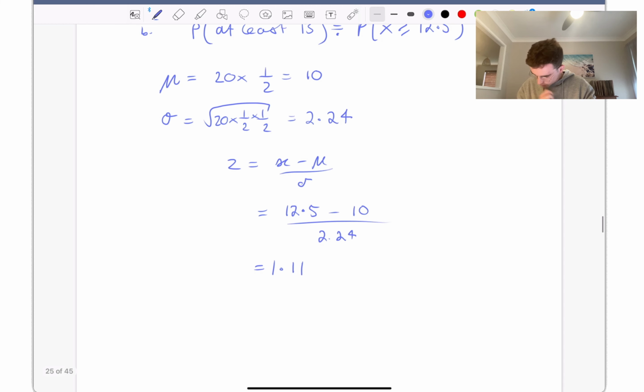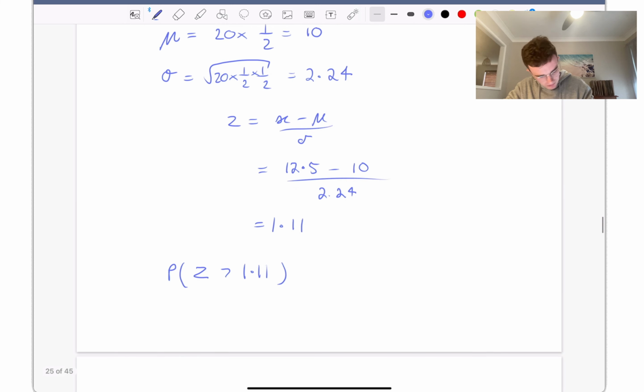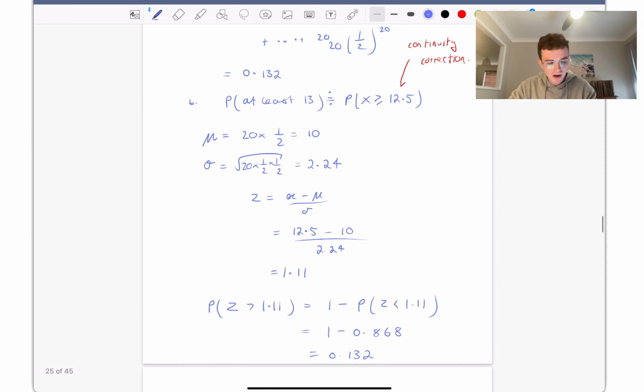Okay. So really, we're looking at the probability that z, because we've applied our z-score, is greater than 1.11. Remember though, your z distribution tables give you less than, so we need to go 1 minus the probability that z is less than 1.11. And if you look at your z-score table, you'll get 1 minus 0.868, which is 0.132. That's a bit of a quicker way to do that answer.